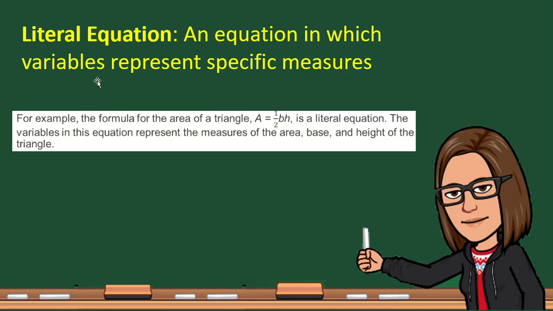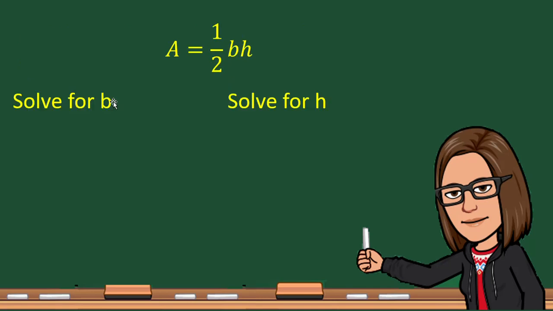An example is the formula for the area of a triangle, which is area equals 1/2 base times height. And instead of saying it that way, it's A equals 1/2 BH, and this is a literal equation. The variables in this equation represent the measures of the area, the base, and the height of the triangle. So what we're going to do with this is take our formula and solve for B and solve for H, and that is what it means to solve a literal equation. So let's go through this.